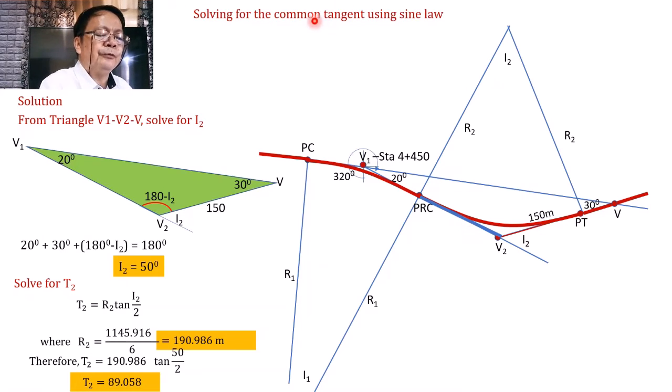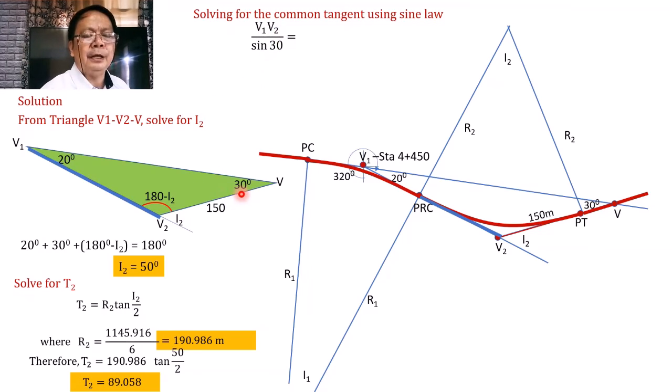We can compute for the length of the common tangent using the sine law. Where is our common tangent? Our common tangent is actually the distance between V sub 1 to V sub 2, where this can be found in our triangle here representing this distance from that point to this point. And because we already know all of these sides, we can apply the sine law so that the ratio of V sub 1 to V sub 2 over sine of 30, the opposite angle, is equal to 150 over sine of the opposite angle of 20.